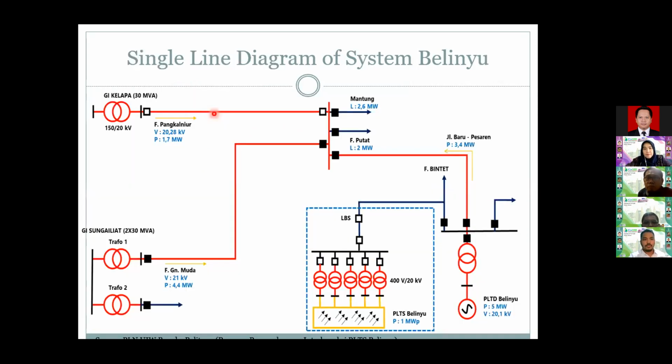Okay, this is the single line diagram describing the interconnection system at middle voltage level between Kelapa substation and Sungalir substation. This forms a system to supply the Belinyu sub-district, which has a diesel plant and solar plant. And as we know, the Belinyu system has 3 feeders to ensure reliability of supply.